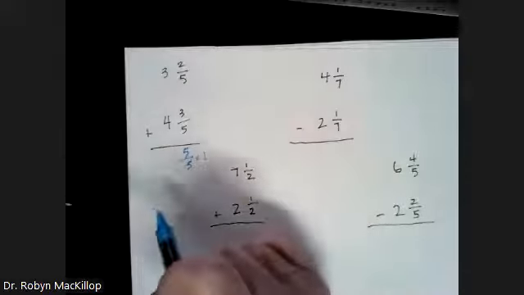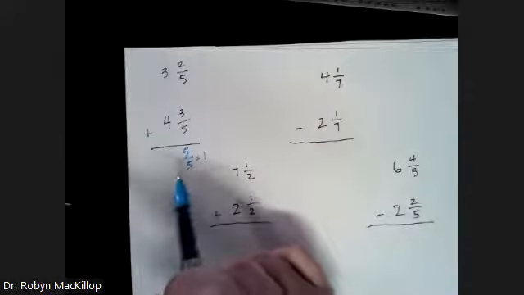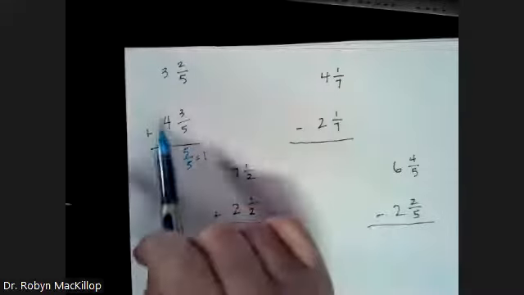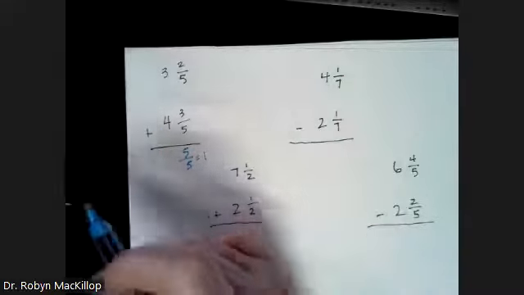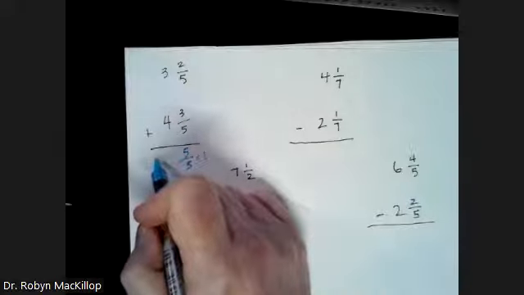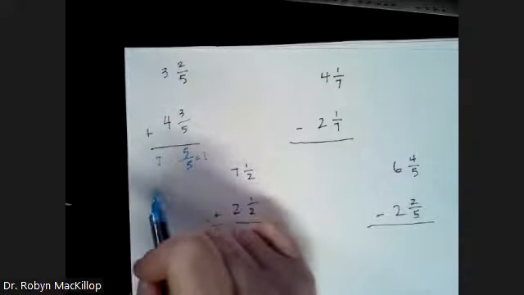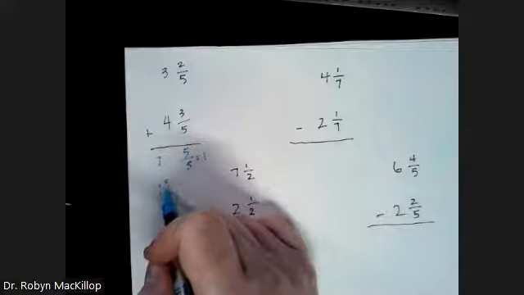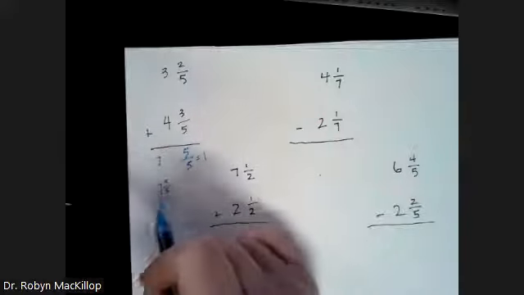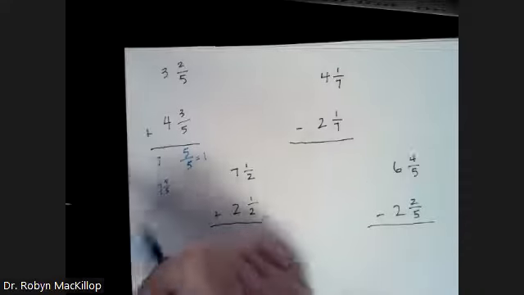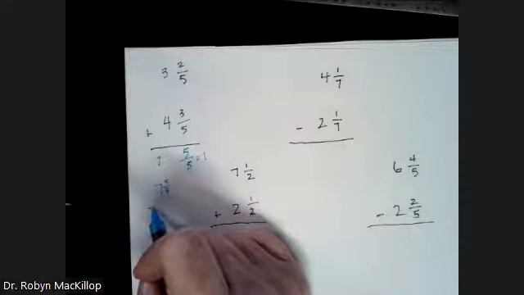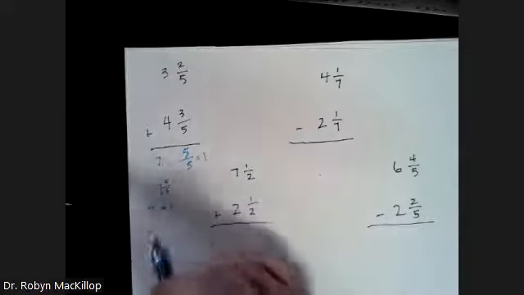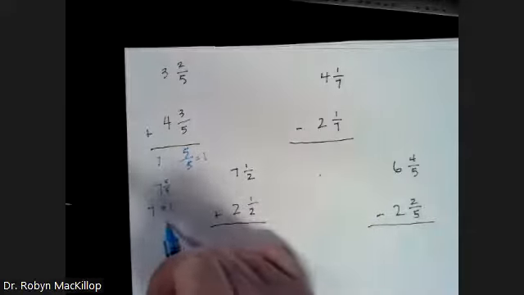All right, so what does this mean for your answer? We still have the 3 and the 4 to deal with. 3 plus 4 is 7. So our answer is not going to be 7 and 5 over 5, because 5 over 5 equals 1. So it's technically 7 plus 1. Our answer is going to be 8.